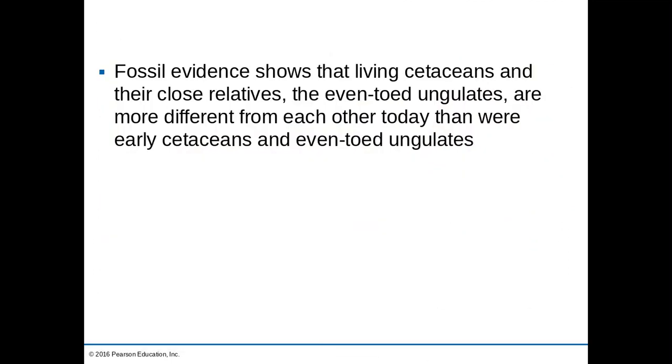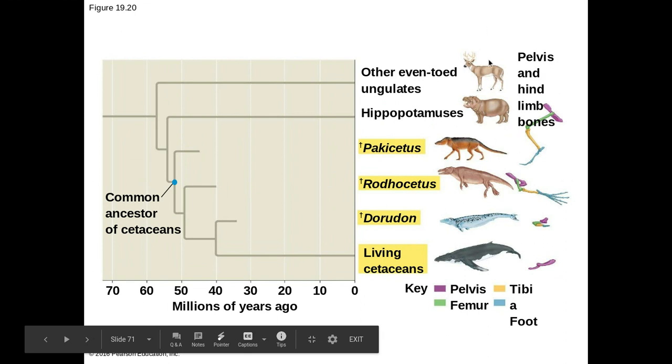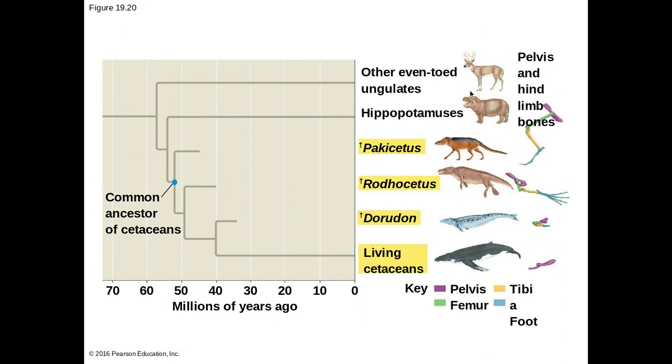Fossil evidence also shows that these living cetaceans, like whales and their close relatives, the even-toed ungulates, are more different from each other today than were the early types. So the early ones were very similar, whereas now we see there's a strong difference between whales and deers and hippos, etc. But at one point, they were very closely related.